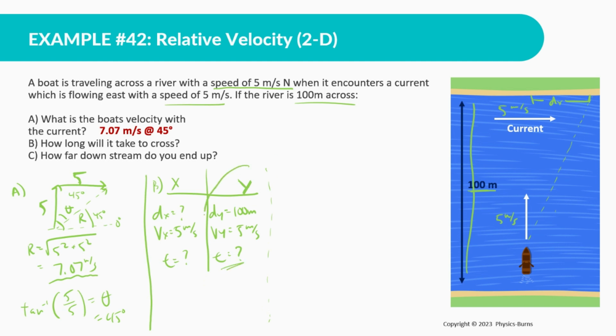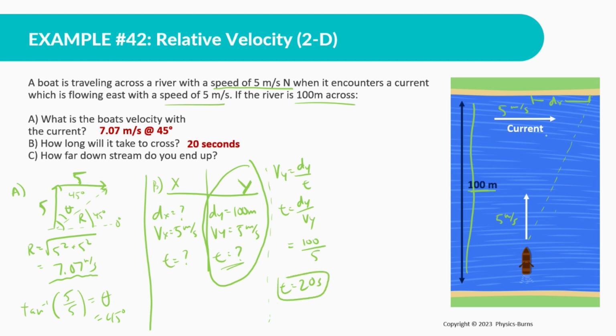I'm going to use the information in the y because we have more information on the y side. Velocity in the y is equal to distance in the y divided by time. So I'm going to use time is equal to distance in the y divided by velocity in the y. Distance in the y is 100, velocity in the y is 5. So that means time is equal to 20 seconds. It's going to take 20 seconds to get across. Okay, what we should know, again, time doesn't have direction. So time is going to be the same for both the x and the y. So 20 seconds and 20 seconds.